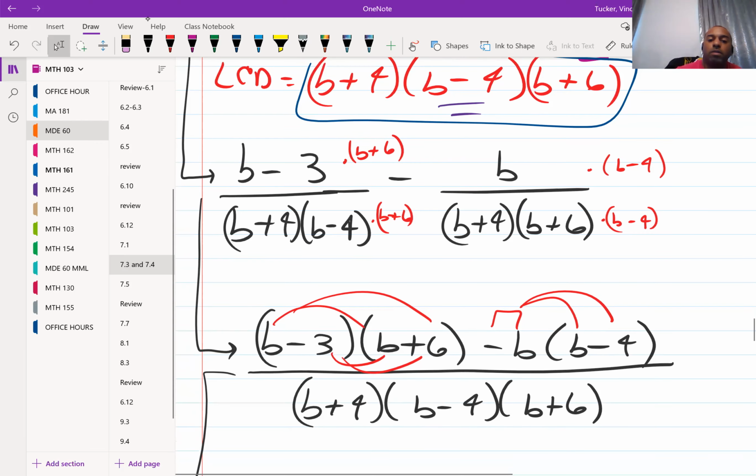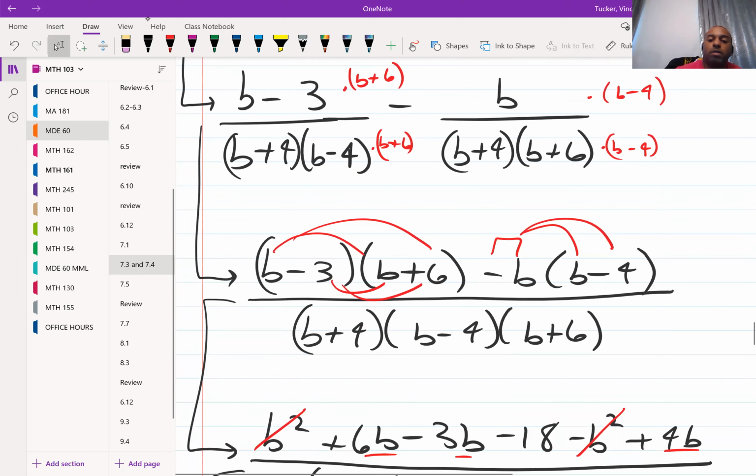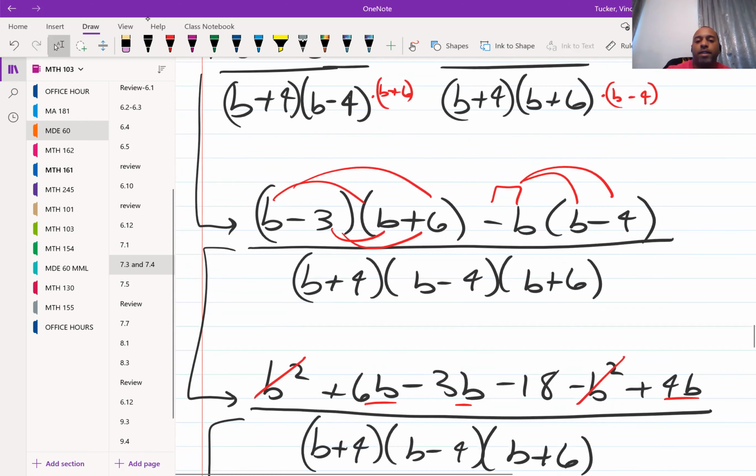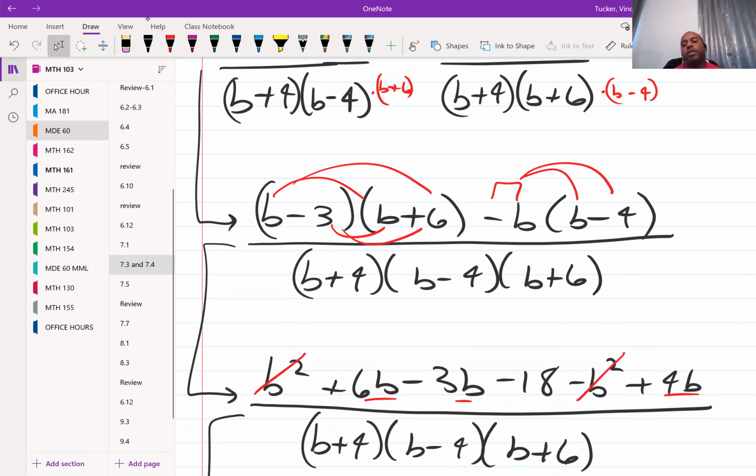All right. So FOILing that out gives you b squared plus 6b minus 3b minus 18. And then distributing a negative b will give you negative b squared plus 4b.